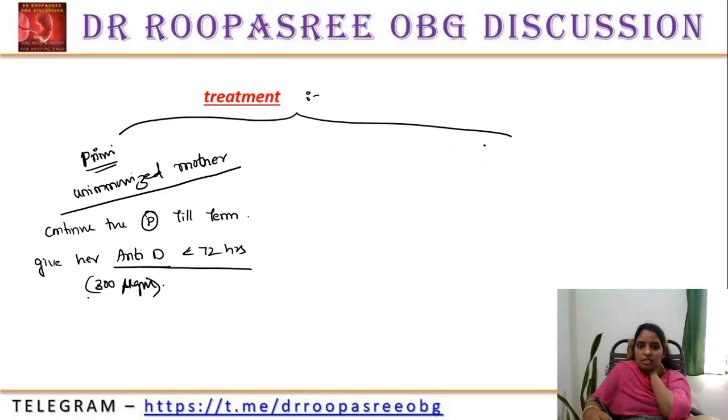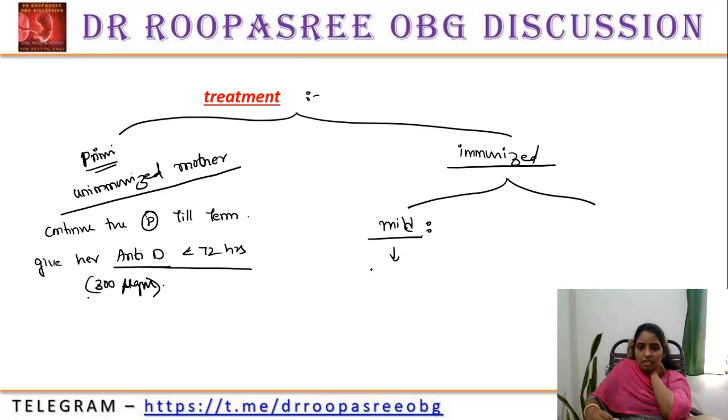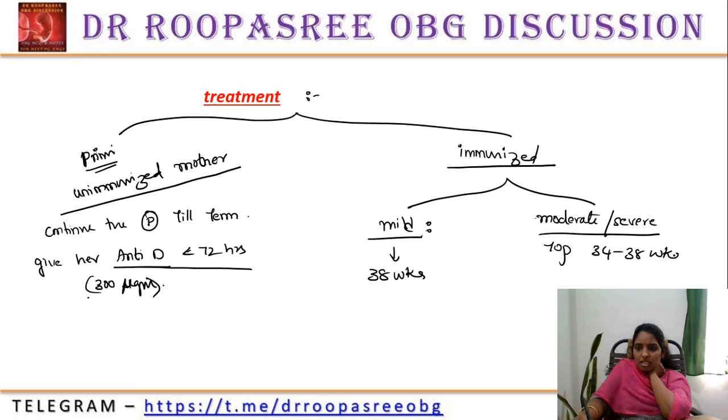Now next is if the patient is immunized, if it is a mild condition, continue the pregnancy up to 38 weeks. If it is a moderate to severe, terminate the pregnancy from 34 to 38 weeks depending upon the condition.